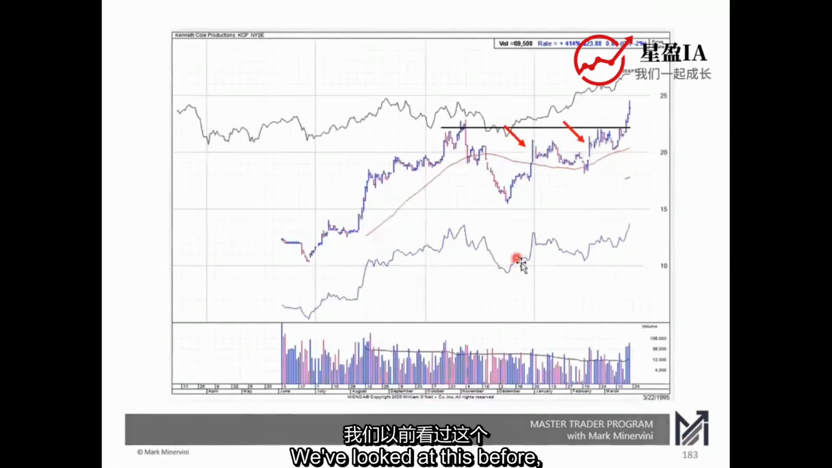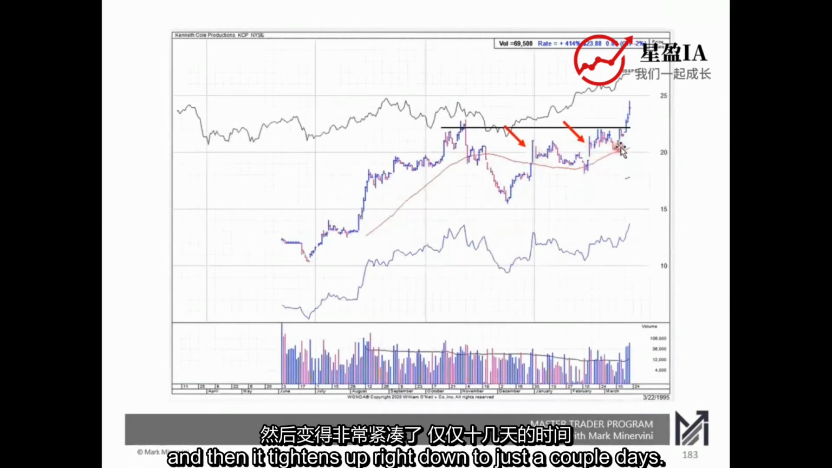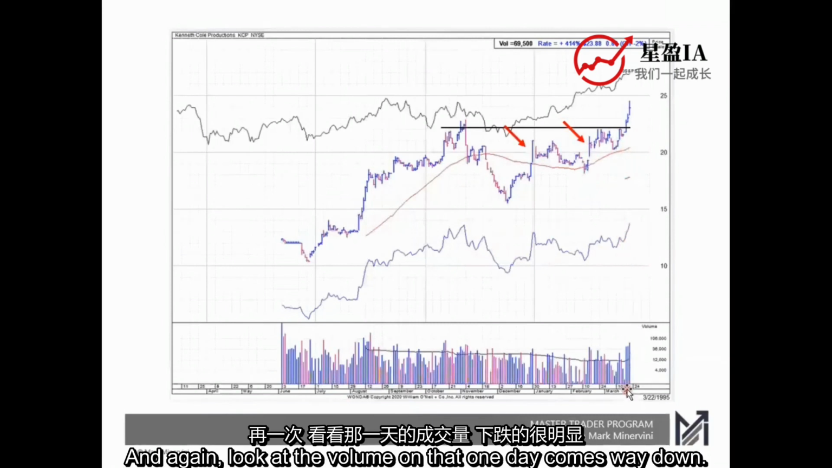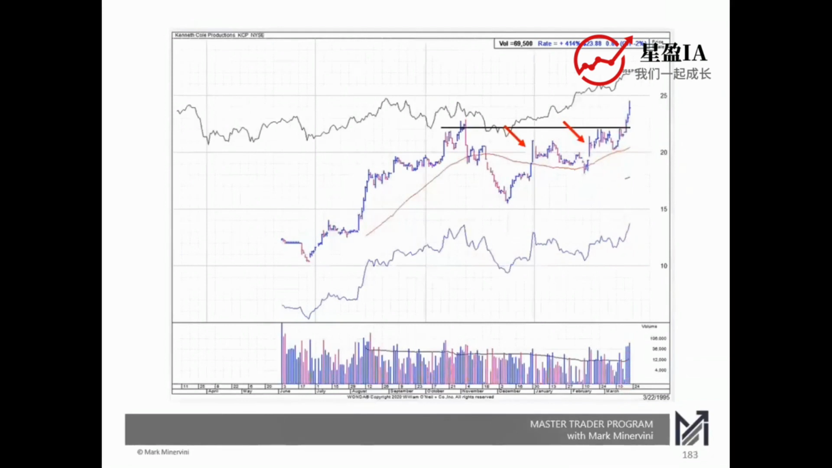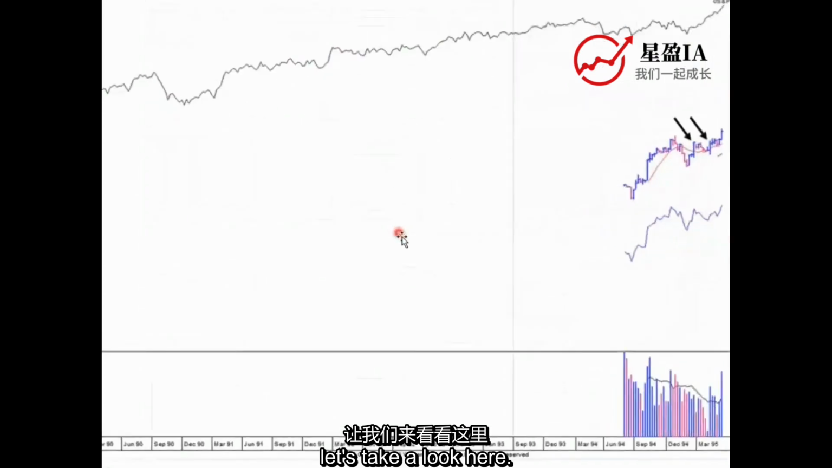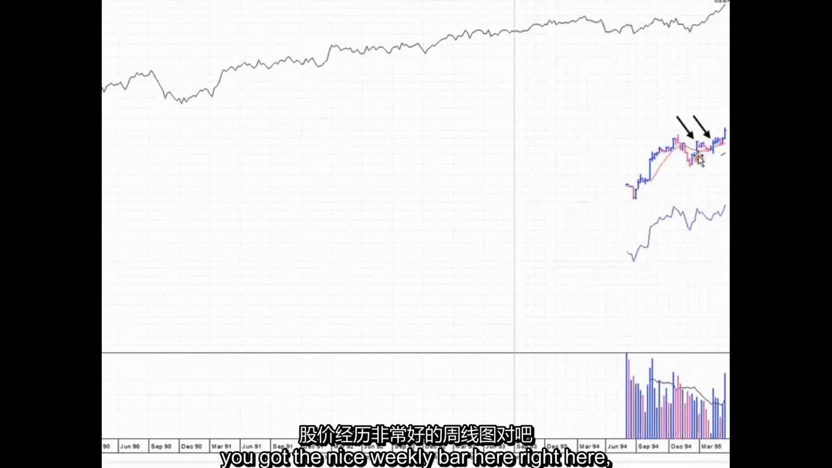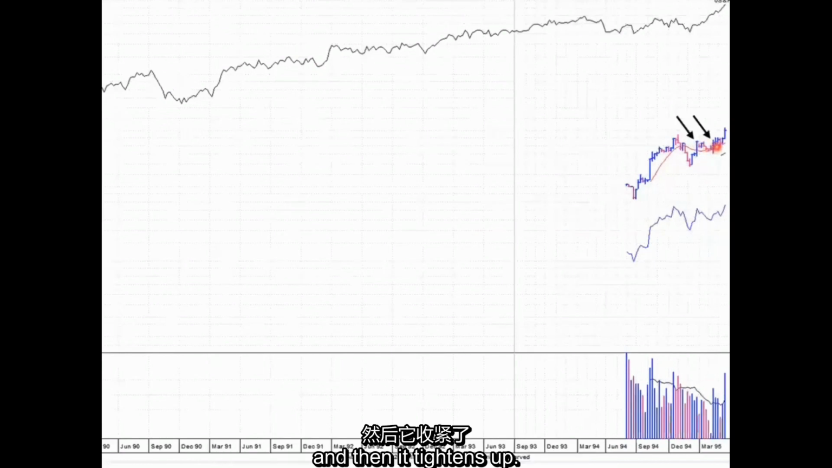Here's Kenneth Cole. We've looked at this before, but you'll see you've got the move up the right side here, up the right side here, and then it tightens up right down to just a couple days. And again, look at the volume on that one day, comes way, way down, and then the volume comes in at the breakout. Look at the weekly. You see it, and I'm going to zoom up again. Let's take a look here. You can see on the weekly, you go through the same iterations. You got the nice weekly bar here, right here, and then it tightens up.